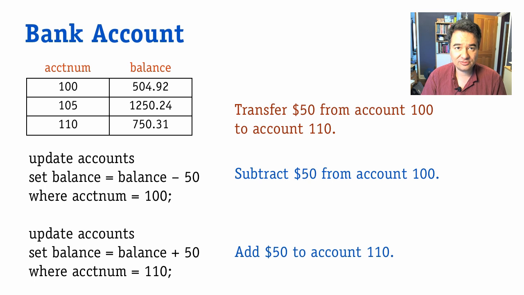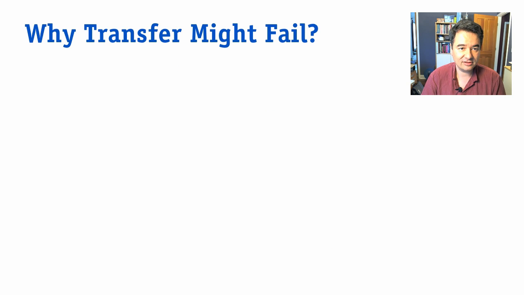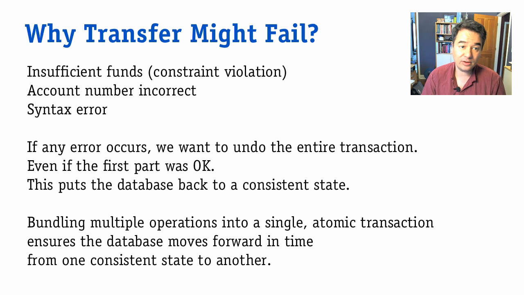Now, if both of these operations worked okay, I would successfully transfer $50 from one account to another, but there might be a variety of reasons why one or both of these might fail. Let's talk about that next. One reason might be insufficient funds. I might have a check constraint on the table that says the balance can't go below 0, and if it does, that would cause a constraint violation, and the update that took the money away wouldn't work.